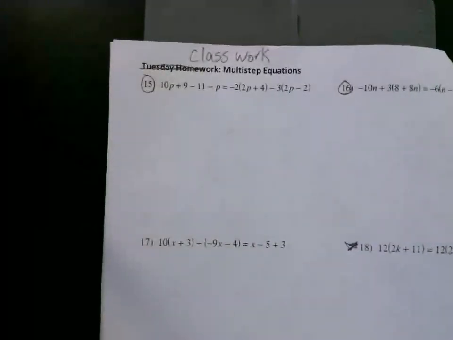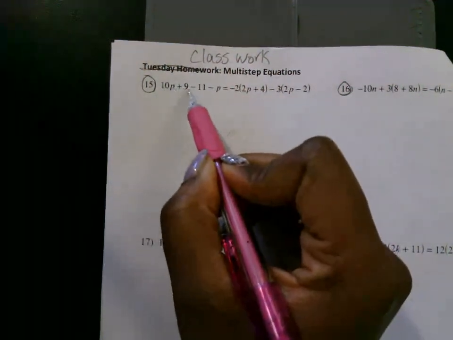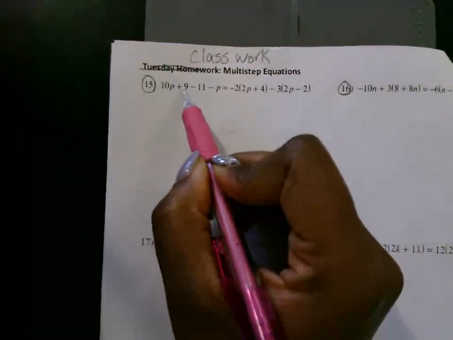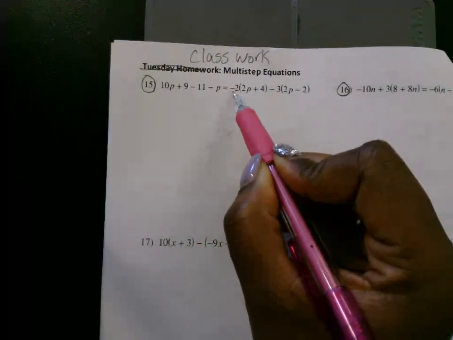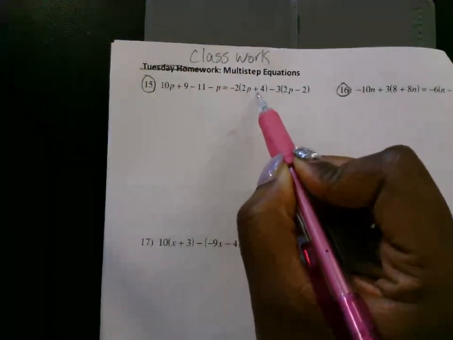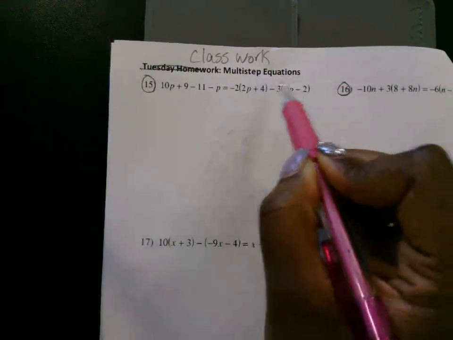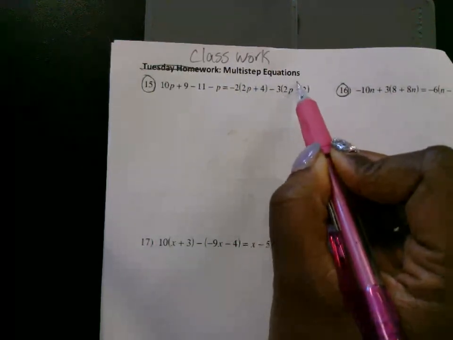Let's do 15 first. All right, first step. What's the first step, Ms. Reyes? It's distributive property. Okay, distributive property comes first. So I'm going to look on this side. There is no distributive property on this side. Then I'm going to look at this side of the equal sign. There's distributive property. There's 2. We got distributive property here, and we have distributive property here.